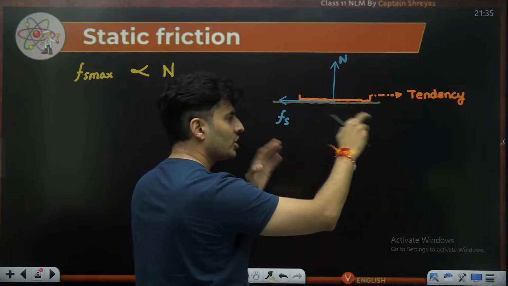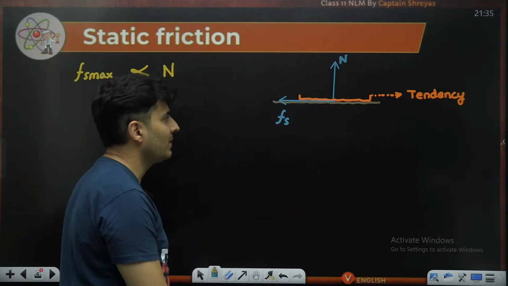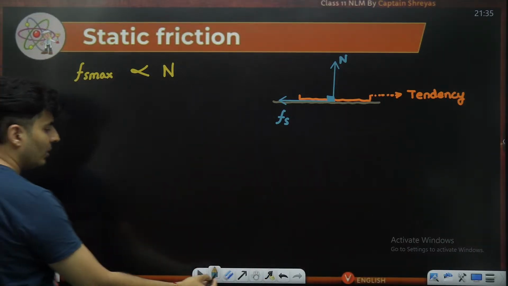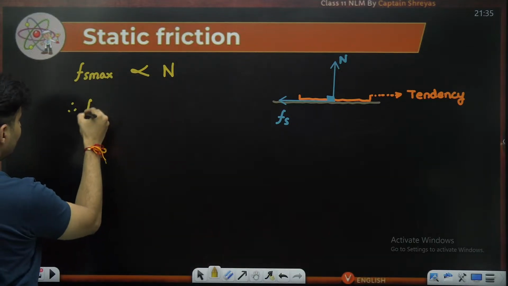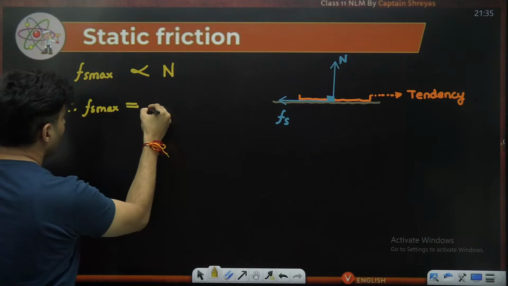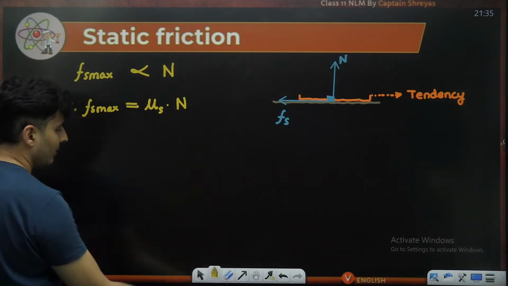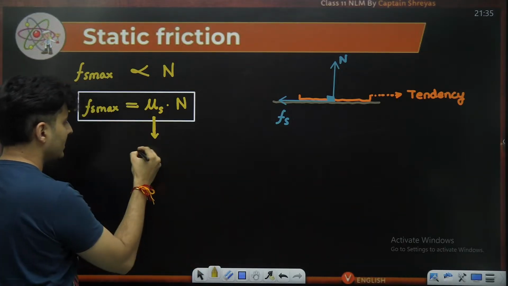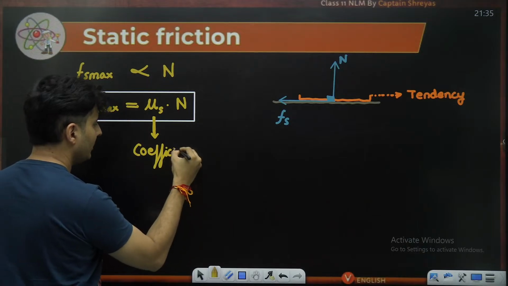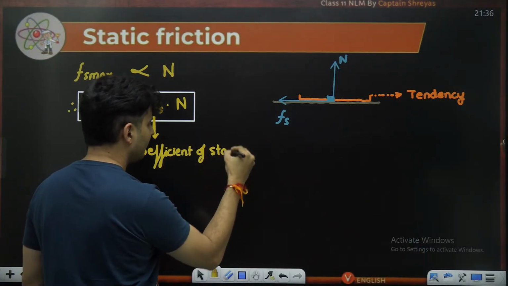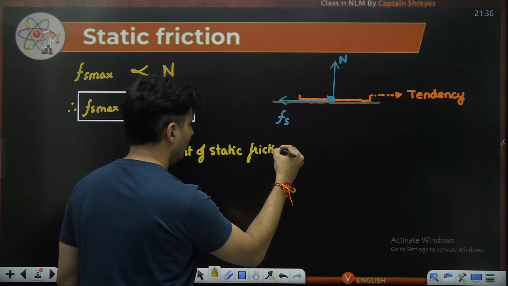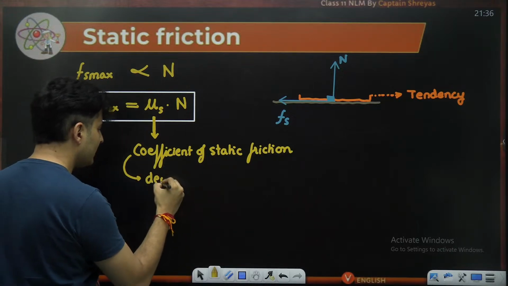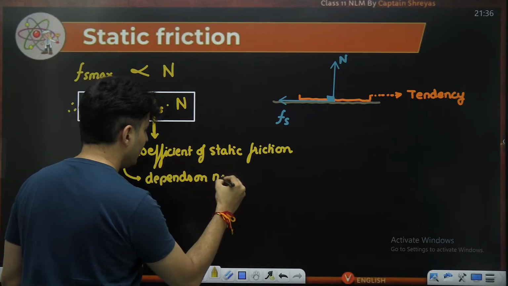And as you push more, Fs will increase till that limit, which will now be Fs max. Eventually, that Fs will reach Fs max. Okay, I want to get rid of that proportionality. So therefore, I can just say Fs max is a constant mu s multiplied by N. Now, this constant which you are seeing over here is basically called the coefficient of static friction.